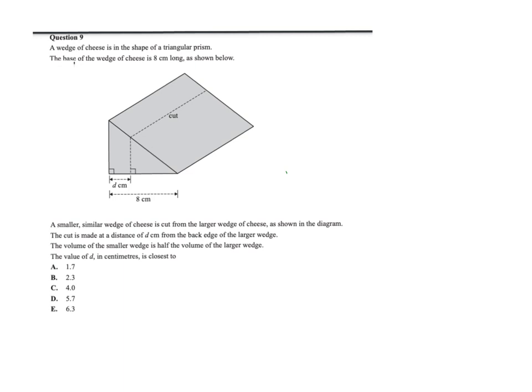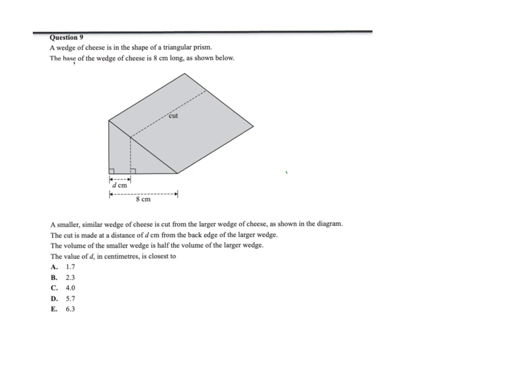Okay, so this is question 9, and it was from an exam. So it's always a little bit of a challenge if it's the last question, which 9 is. So let's have a look. A wedge of cheese in the shape of a triangular prism, and the base of the wedge of cheese is 8 centimeters long as shown.